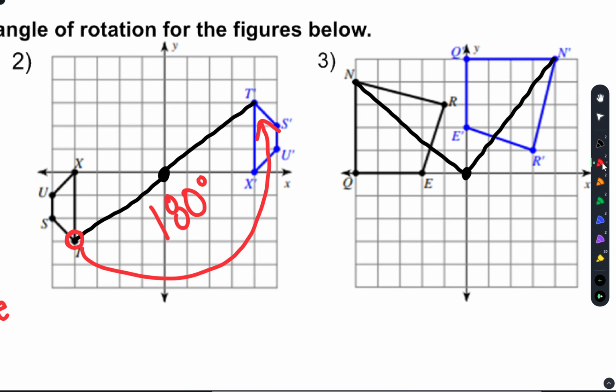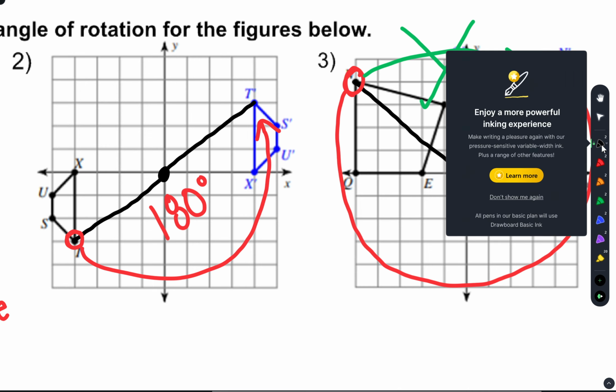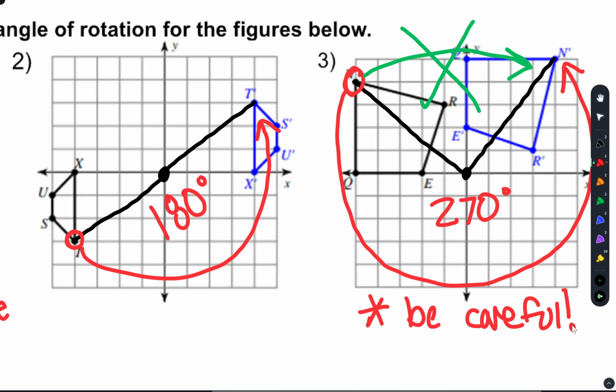However, remember that we are starting with the pre-image, which is N, and we are going counterclockwise this way. So we should not be counting this angle right here. That's bad. But from N to N prime, counterclockwise, that's over 180 degrees. That's a 270 degree turn. Be careful. That problem gets messed up all the time. Any questions on these?